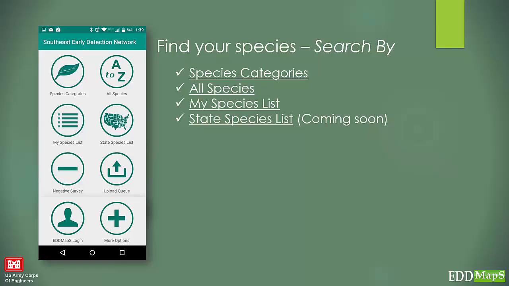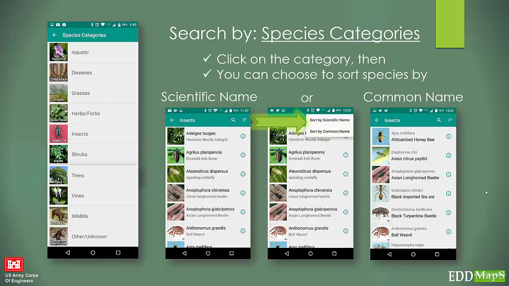There are different ways to find the species you need to report. You can search by species categories, by all species, or by my species list. State species lists are coming soon. There are several categories of species to choose from, which helps you find the species you want to report more quickly. Scroll down and click on the category you need. Then scroll down until you see your species and click on the species name to report.